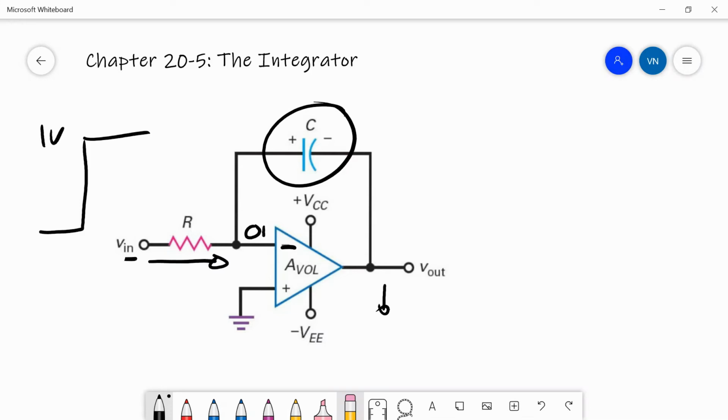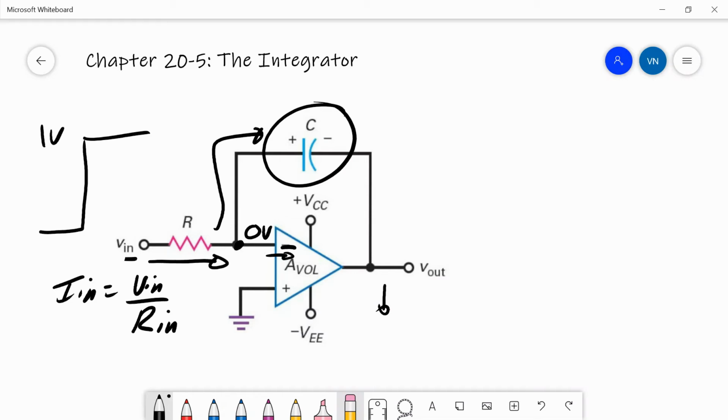Now, it will not go into the inverting input because it's an open circuit. And this point here is 0 volts. So how much current flows in? The input current is equal to Vin over R. So that's what determines the input current. Now that current gets redirected and it ends up going into the capacitor.